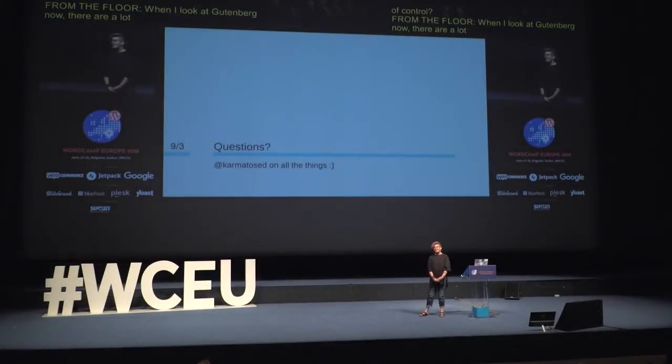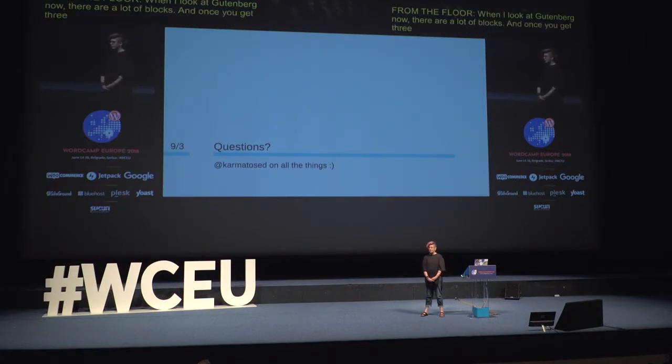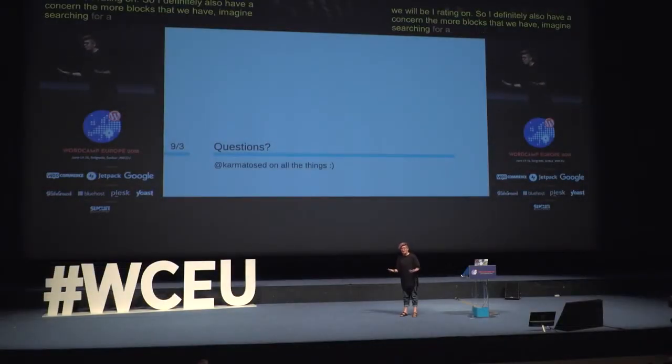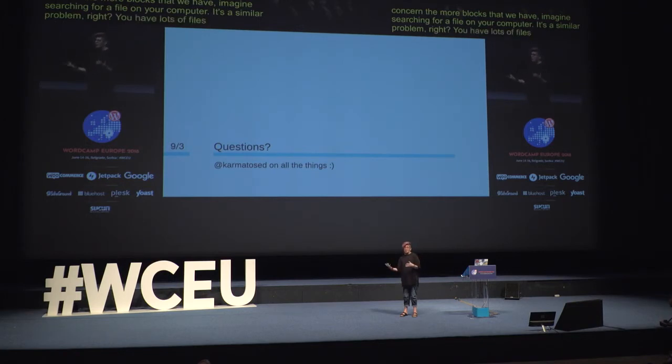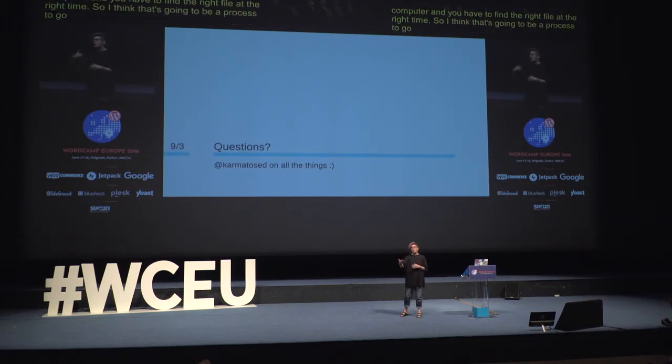Can I ask what you mean by wildly out of control? When I look at Gutenberg now, there are a lot of blocks. And once you get three or four plugins installing a dozen blocks each, I can see it being a big mess for users very quickly. So I definitely think we have now the new interface of the block library. And I think the next stage of the block library is getting better searching. And the way to surface the right block at the right time is something that we will be iterating on. So I definitely also have a concern, the more blocks that we have. Imagine searching for a file on your computer. That's a similar problem, right? You have lots of files on your computer and you have to find the right file at the right time. So I think that's going to be a process to go through, but I think that's a conscious point. So thank you for reminding that point.